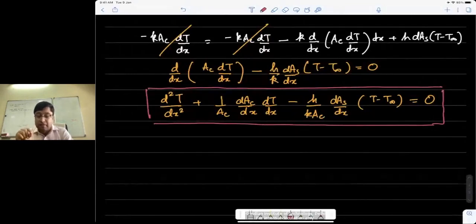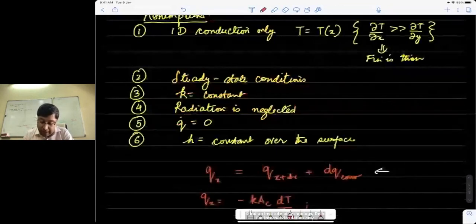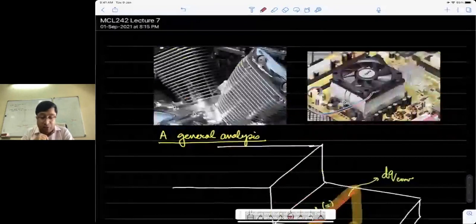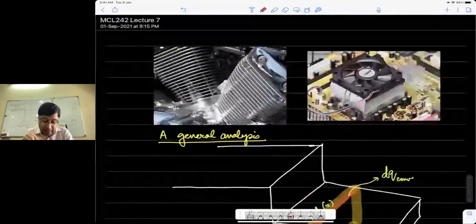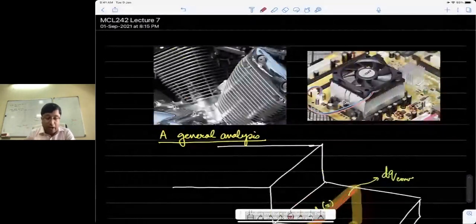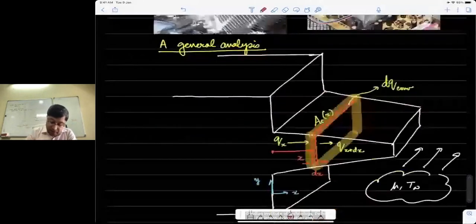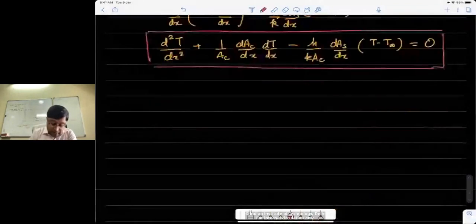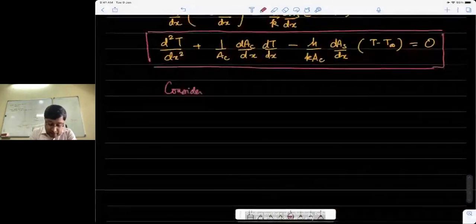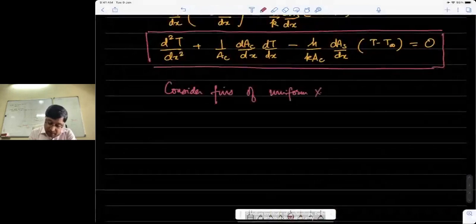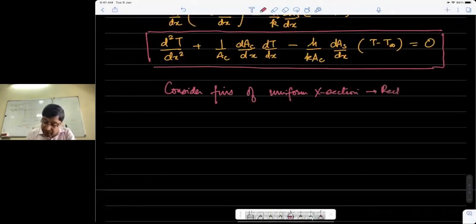I would rather look at some simple cases which I can address. These two scenarios are fins where the cross section area is nearly the same all through the fin. So I will address these kinds of problems. To do this, I will consider only fins of uniform cross section, and these are typically rectangular fins or pin fins.